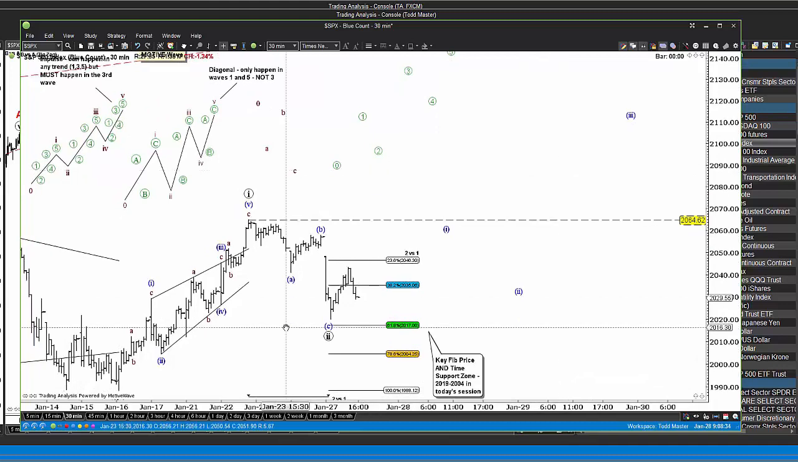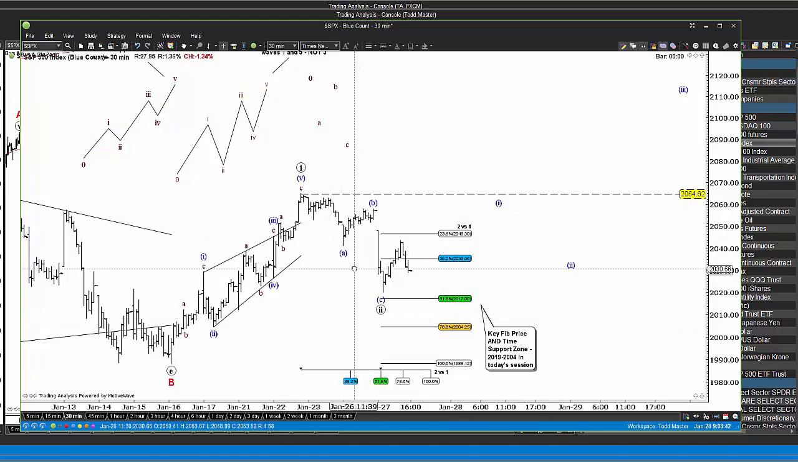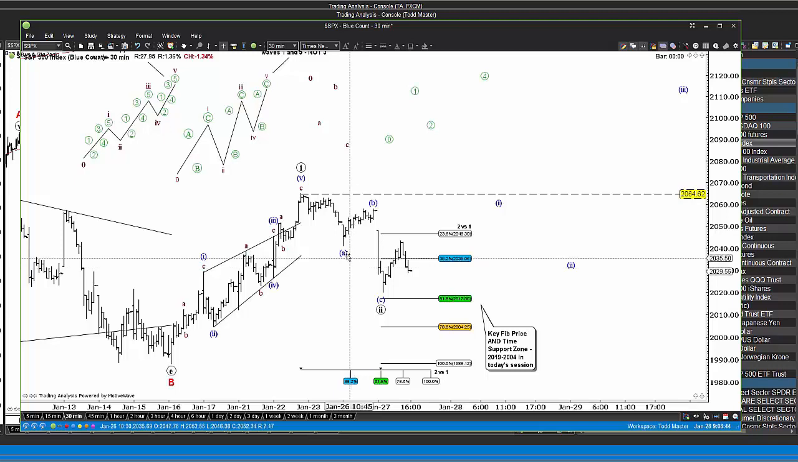Now, if that's the case, actually, you know what, let me step back. I want to do one more study here. We just did the analysis on Black Circle 1 and 2. Now, let's refine it and go inside of this ABC.